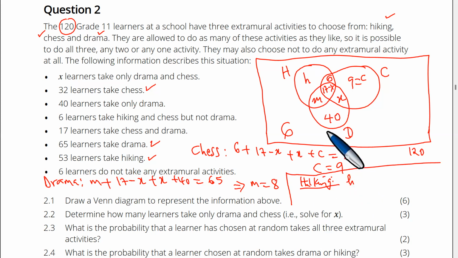So you're going to have H, those who are hiking only, but you also have plus 6 here, those who are hiking and chess, but they don't do drama. And then you have 17 minus X here, because you have H, this 6, plus 17 minus X. So you have plus M. M is what? It's 8. If you add all this up, what do you get? Look, those who do hiking are 53 learners.